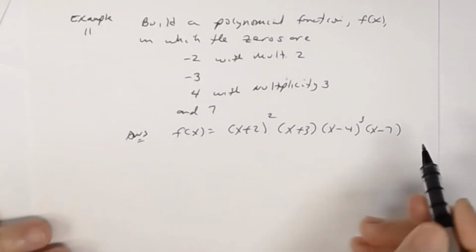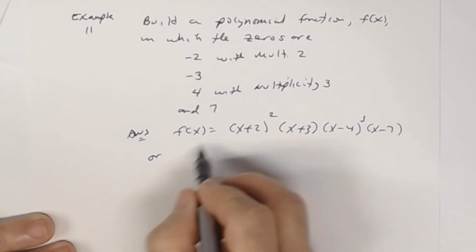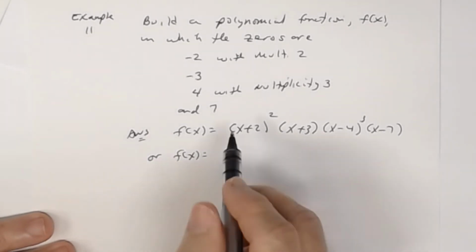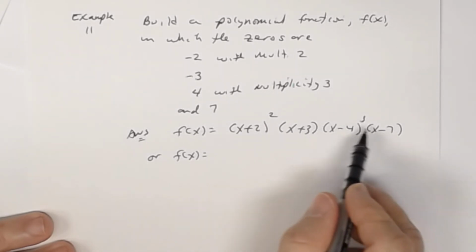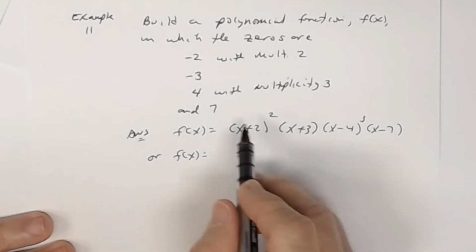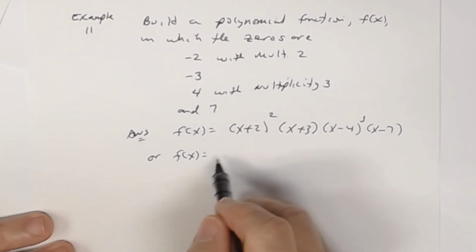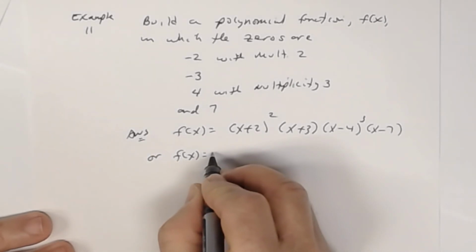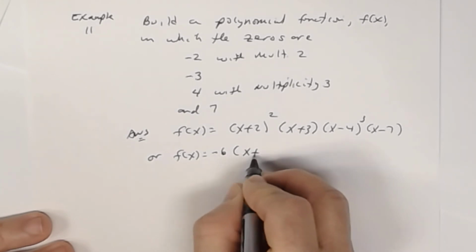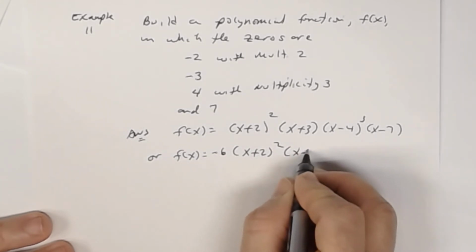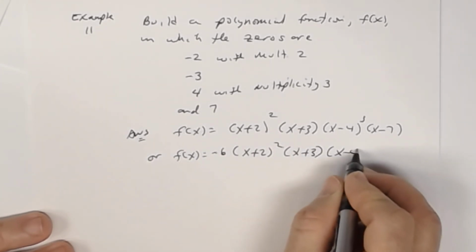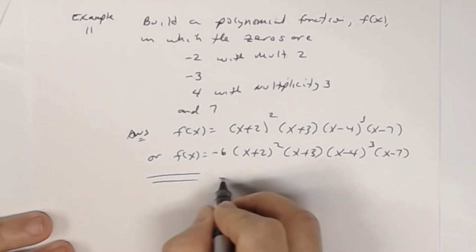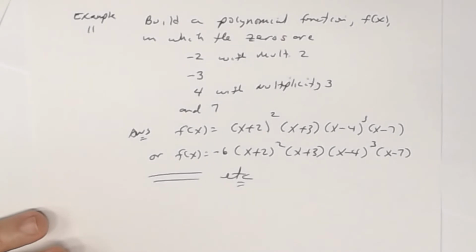So there's your answer. Again, someone else could have said f of x equals, and remember you would have to have the same set of factors raised to the same exponents, but it does not matter what your coefficient is. So someone else could have said -6 if they wanted to. Okay? And so on. I'm just going to put etc. because there's an infinite number of answers.